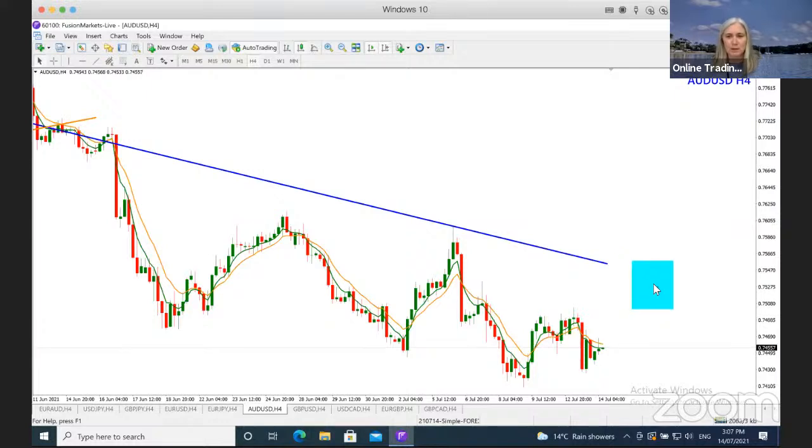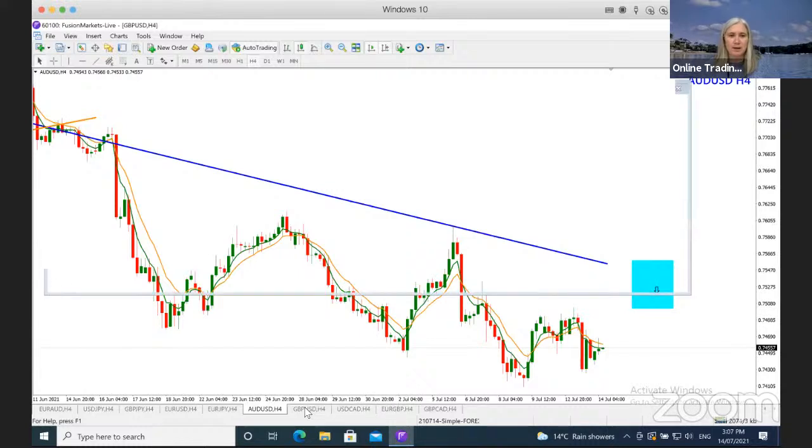So anything that is in this area, that would take probably a little while unless there is some big movement to get there. So maybe tomorrow, the day after, we can have a look again.